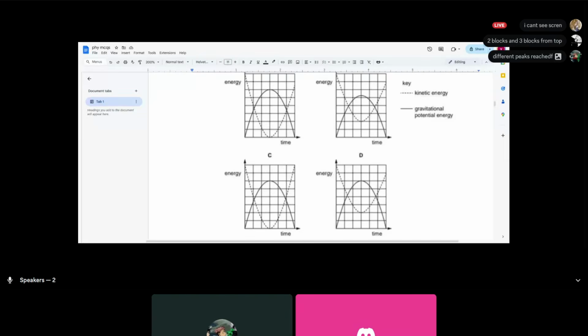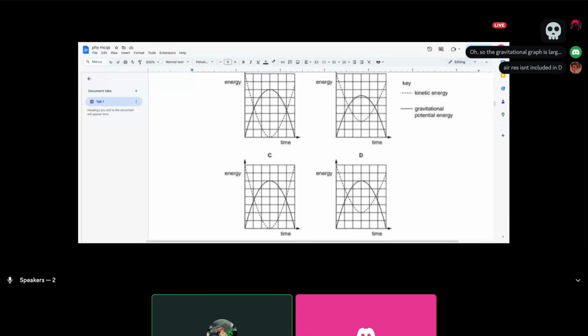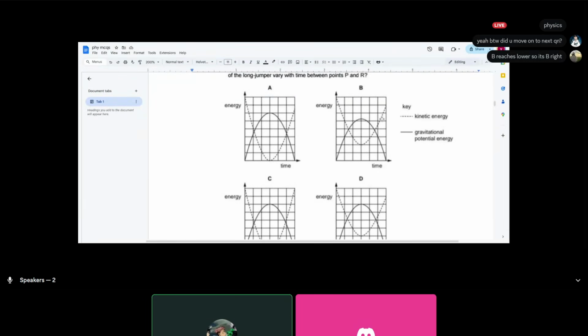Okay, let's look at this. It reaches different peaks. D reaches higher. B reaches lower. Romanus, these questions are from multiple papers. These are hard questions that people sent in. So air resistance is not included in D. Correct. So there is air resistance, which is why she can't reach that maximum over here. It's going to be a little lower. So by that we get the answer as B.